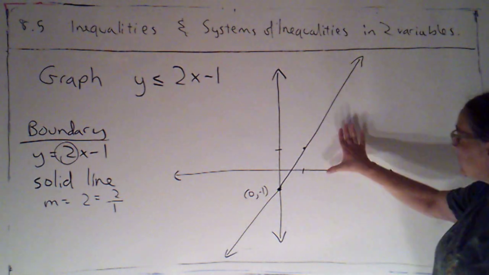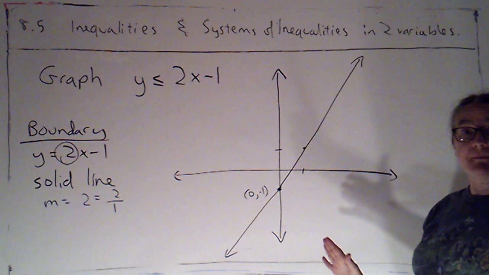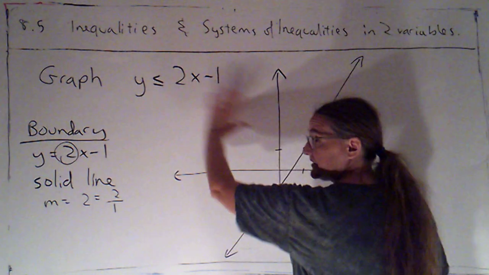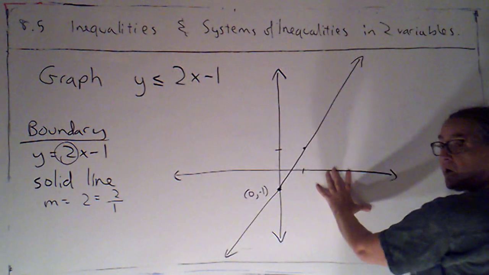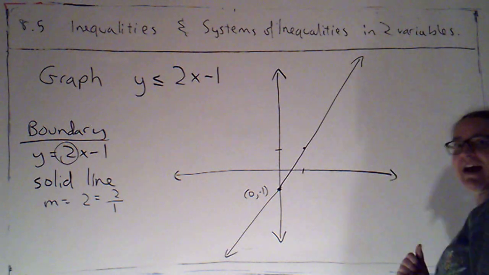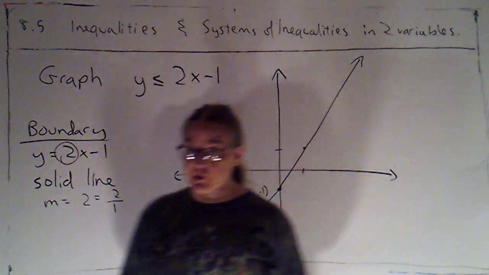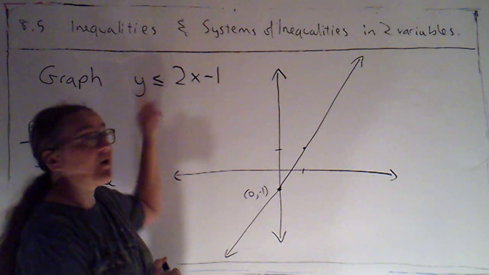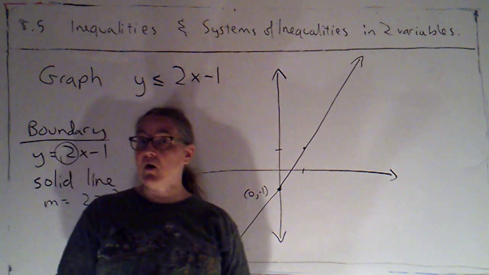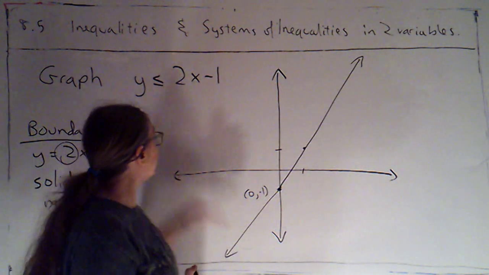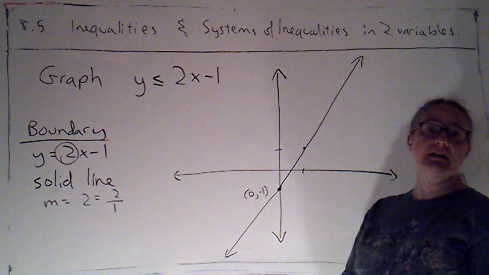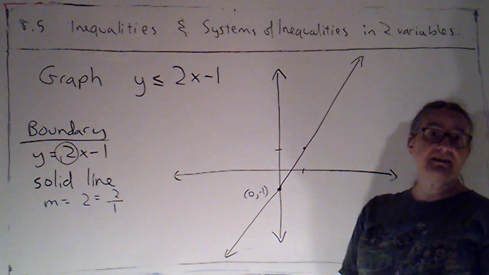So you'll notice this line divides the plane up into two parts. There's this part here, which is sort of above and to the left of the line, and then there's this part here, which is below and to the right of the line. One side of that line is going to make this inequality true. That's going to be where the y values are smaller than the y values on the line. The other side is going to make the inequality false. That would be where the y values are bigger than the y values on the line. So I need to figure out which side makes the inequality true and then shade that side.